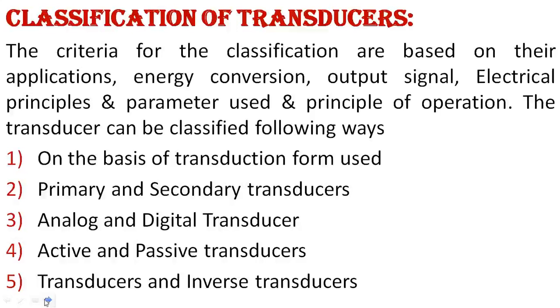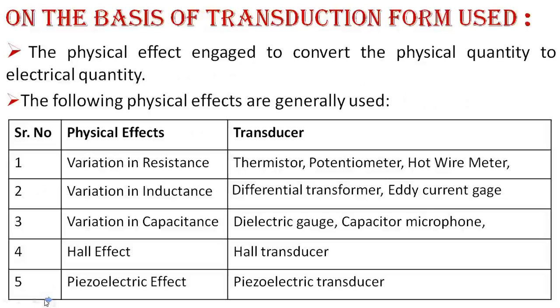First, on the basis of the transduction form used. Second, primary and secondary transducers. Third, analog and digital transducers. Fourth, active and passive transducers, and fifth, transducer and inverse transducer. So, starting with the first type, on the basis of the transduction form used.